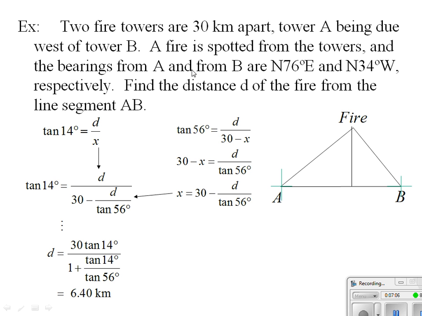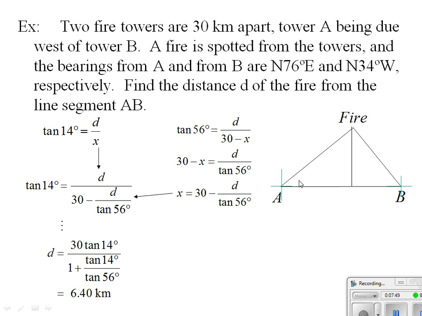The bearings from A and from B are north 76 east and north 34 west, respectively. Respectively means that the first letter, which was A, goes with the first bearing, and the second letter goes with the second bearing. So in my picture here, I went ahead at point A, I drew a little north, south, east, west compass on there, and I'm picturing from A going north 76 east. So if I'm facing straight up and then I tip to the right, which is the eastern direction, 76 degrees is where I'm at. Notice that the 76 degrees is not the interior angle. It's the exterior angle of the triangle there.